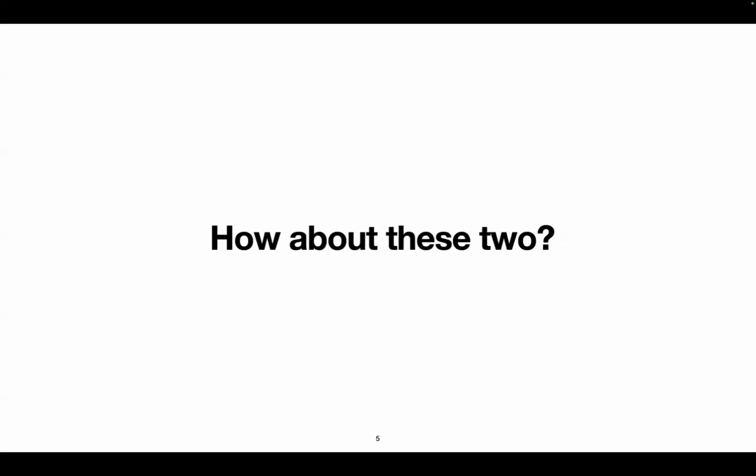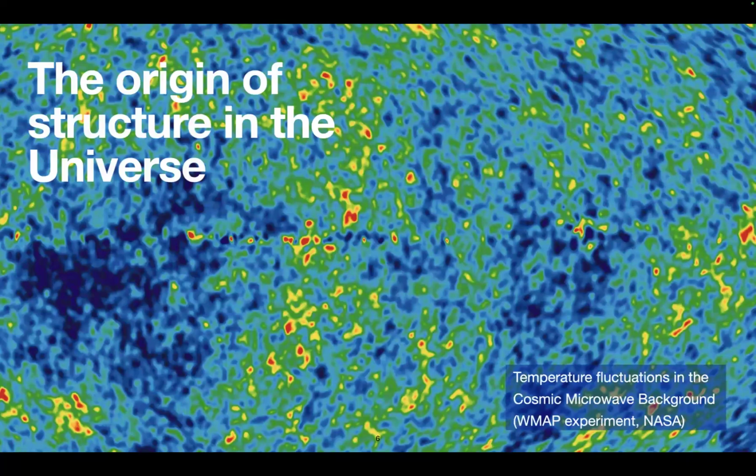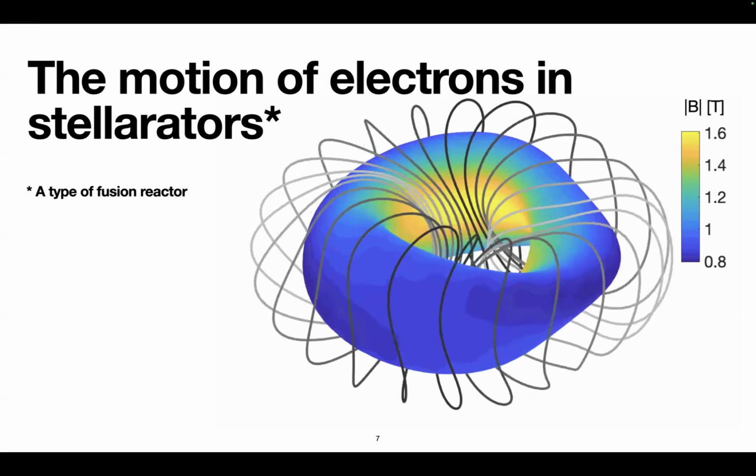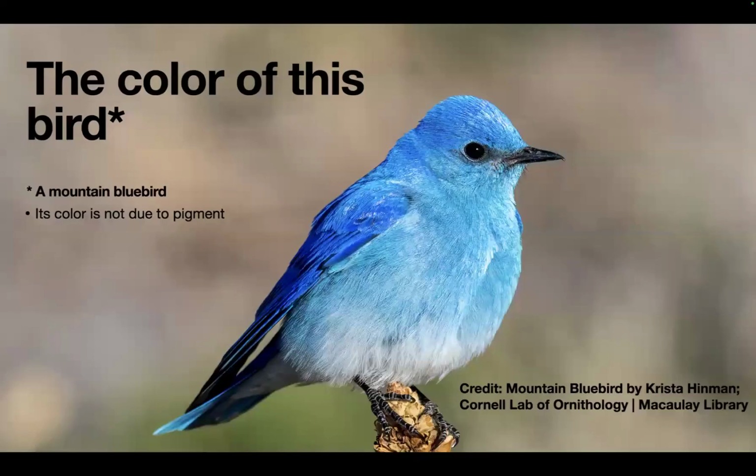And then the next two things are the origin of structure in the universe. What you're looking at are temperature fluctuations in the cosmic microwave background as measured by the WMAP experiment back in, I believe, 2012. And the motion of electrons in stellarators, which are a type of fusion reactor. The other alternative being tokamaks, but stellarators are kind of an up-and-coming fusion reactor design. All right. Oh, and it spins.